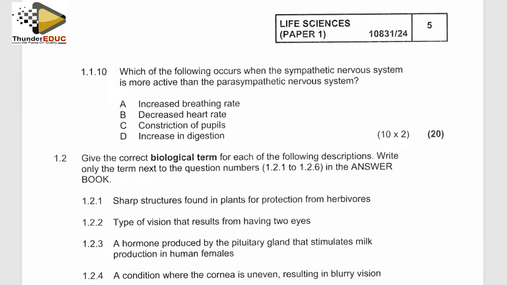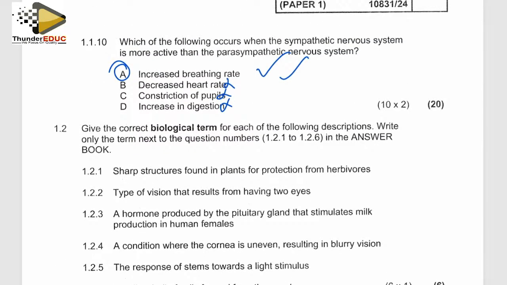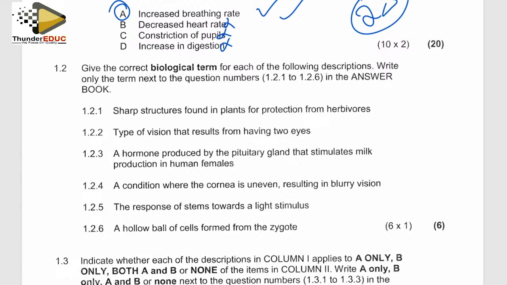Which one of the following occurs when the sympathetic nervous system is more active than the parasympathetic? Meaning that you are preparing for an emergency. So increased digestion, no. Constriction, no. So A becomes the most correct answer, an increase in the breathing rate, so that you are able to prepare for an emergency. It means that you got 20 out of 20. Let me know if you got 20 out of 20.